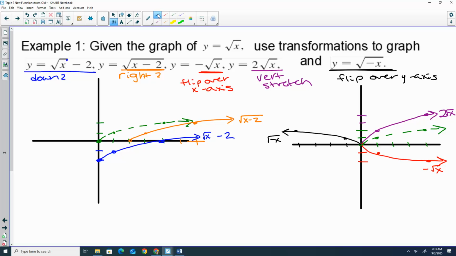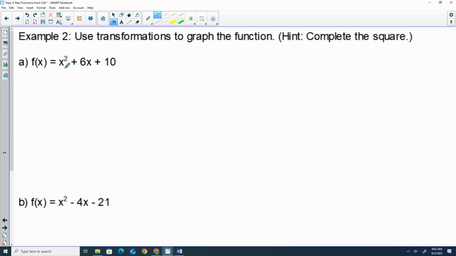Sometimes, if you remember from last year, we have to graph things that maybe aren't written with transformations, so we need to be able to rewrite them first. So let's say I asked you to use transformations to graph this function. It's an x squared, so I know it's a quadratic, but it's not just moving up 10 because of that 6x in there. So what we did was completing the square.